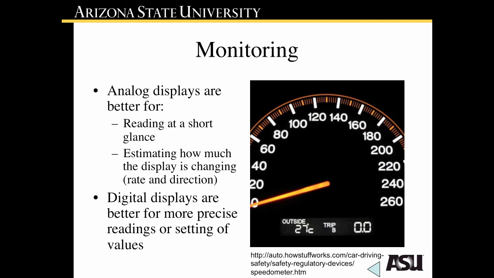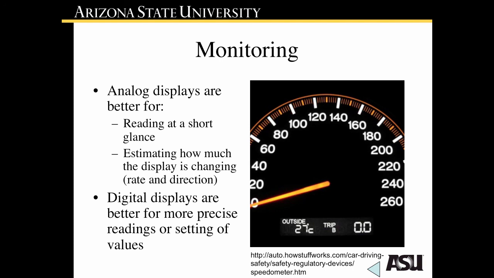And finally, I talked a little bit previously, but I'll mention it one more time, about monitoring displays and things like speedometers and so forth. Analog displays, things like this, tend to be best for reading at a short glance and estimating how much you're changing, for example, how fast you're accelerating. Digital displays, for example this one down here, tend to be better for more precise readings. In this particular case, this automobile decided to provide both. You don't have to provide both, but it is an idea.